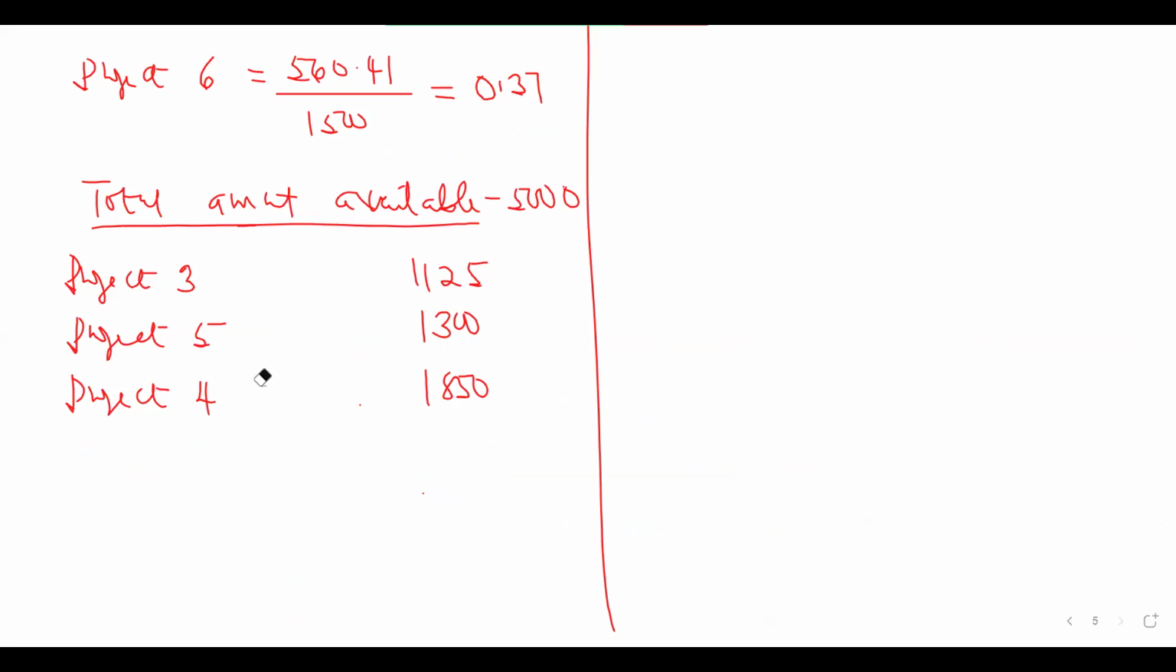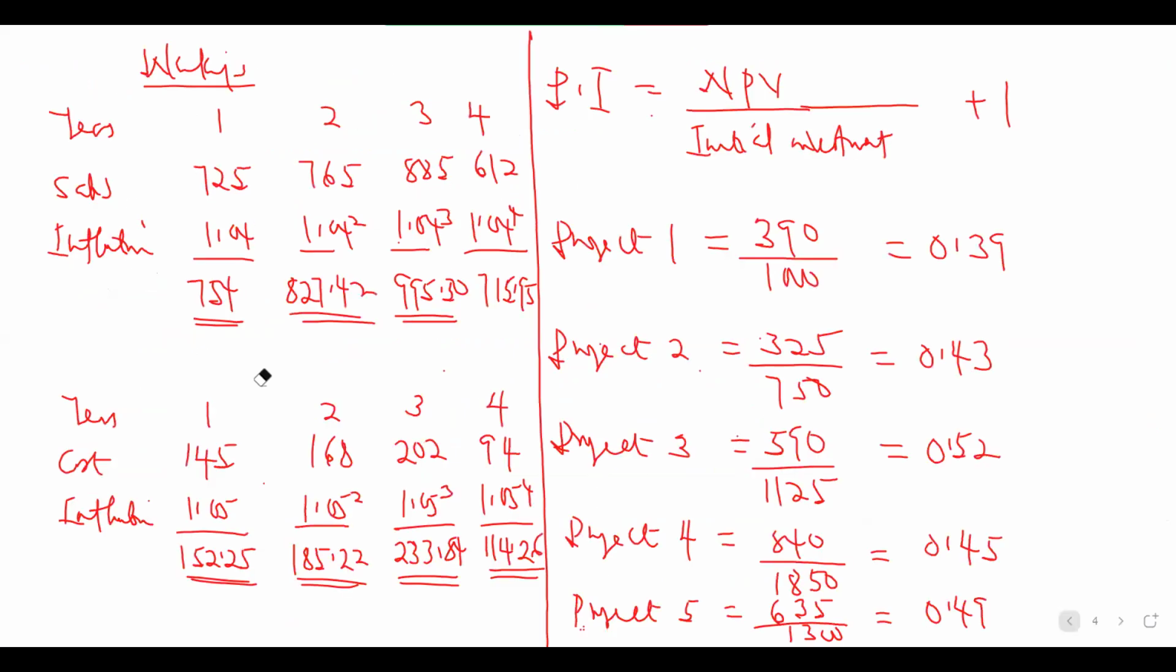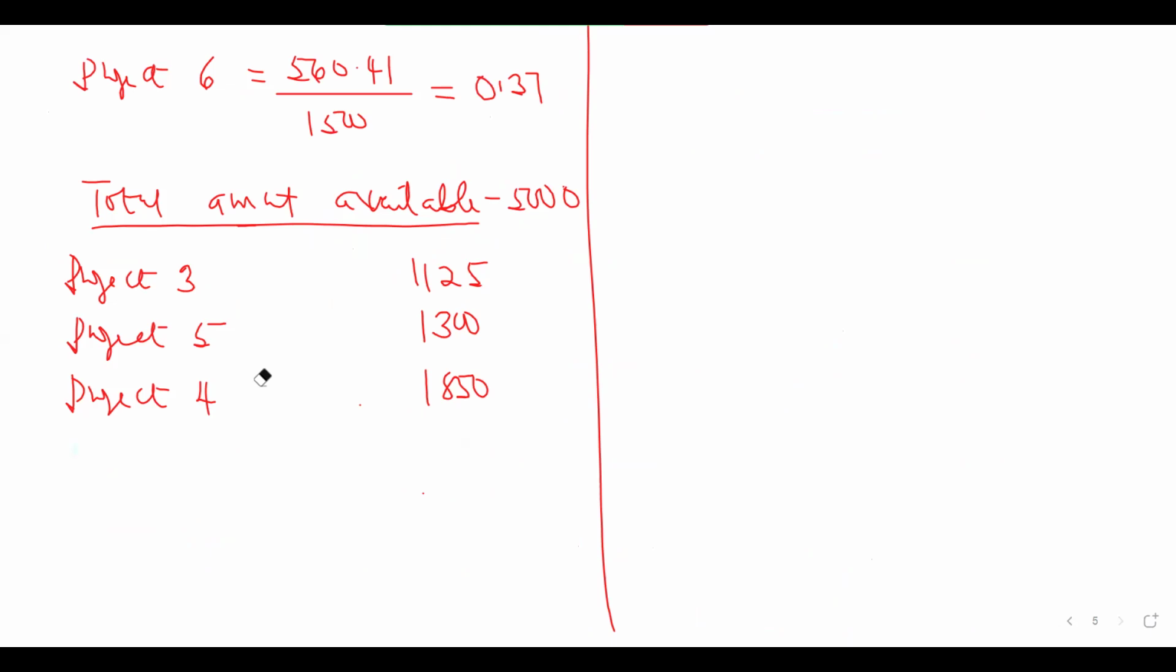So since we cannot undertake 2 and 4 at the same time, we need to go back to this one and pick the ones that will come. So if we are not picking the 2, we need to bring in project what? 1. Okay, so we can now bring in project 1, because project 1 is the next highest after project 2. So project 1, how much do we need? 1,000. But we can put the 725 there. Okay, so that will give us 5,000.